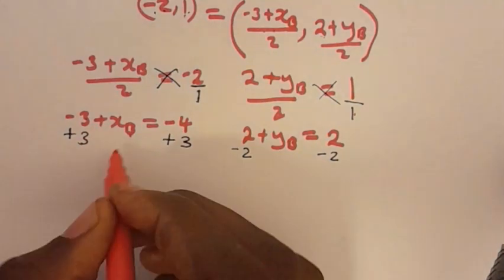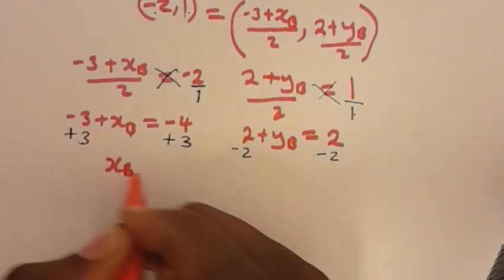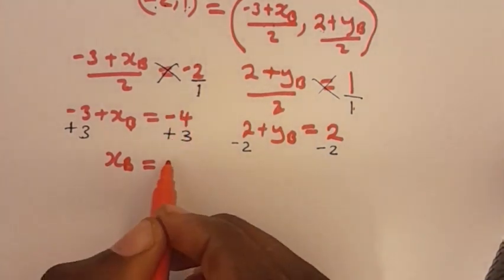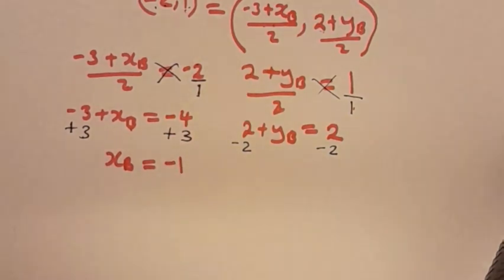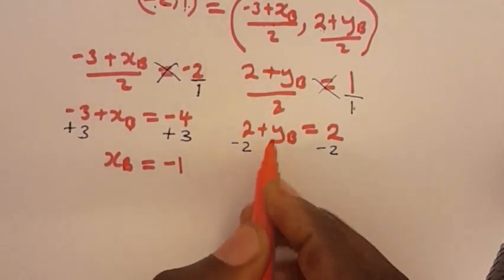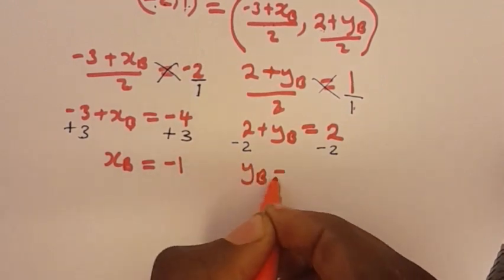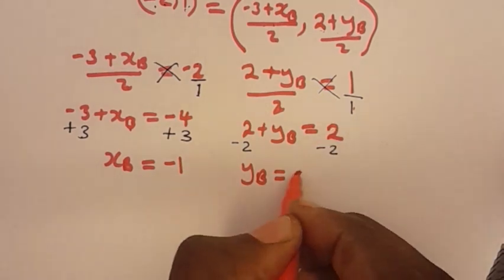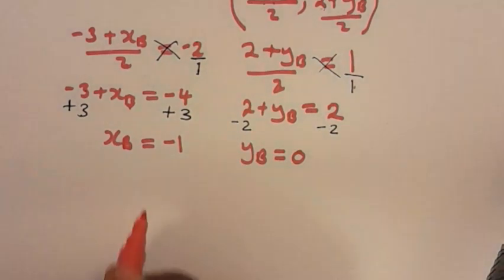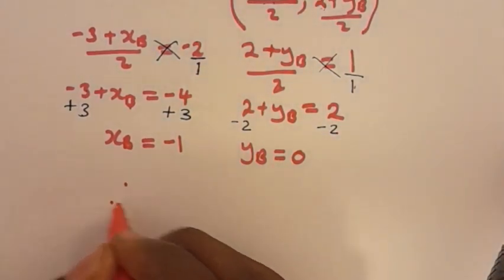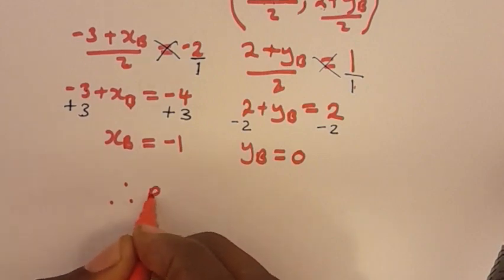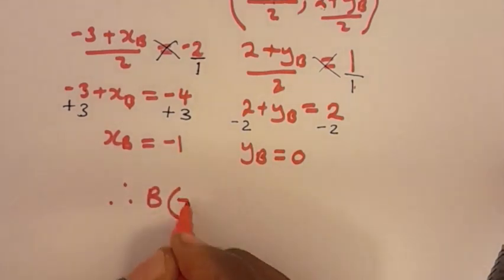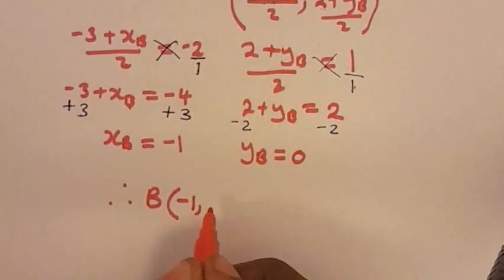Okay, so this will be a 0. You remain with X in B is equal to -4 + 3, which is -1. Then this will be a 0. You remain with Y in B is equal to 2 - 2, in other words 0. So now you come to a conclusion to say, therefore, the coordinates of B are, because this is the X, X is -1 and Y is 0.